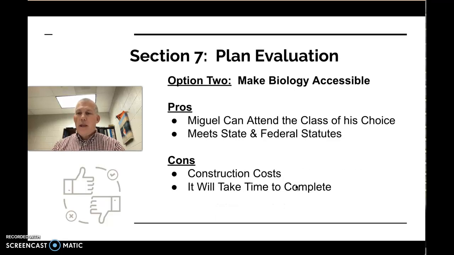The second option, to make biology wheelchair accessible: Miguel gets to take the class of his choosing, and enabling him to do so will meet state and federal disability accommodation requirements. The cons are that the district will have to find funds to pay for the modifications, and any construction will take time, preventing Miguel from attending biology immediately.